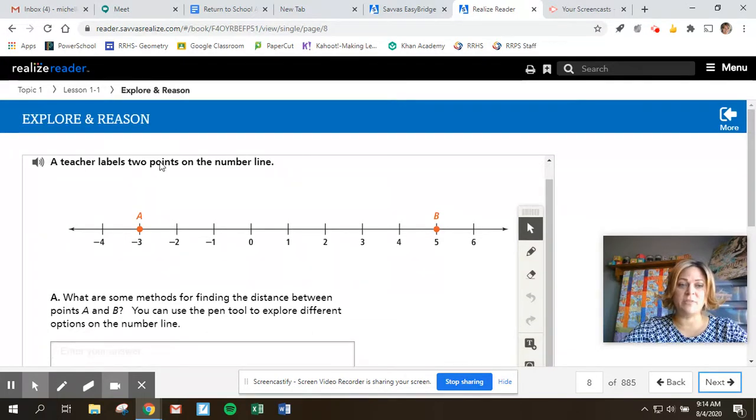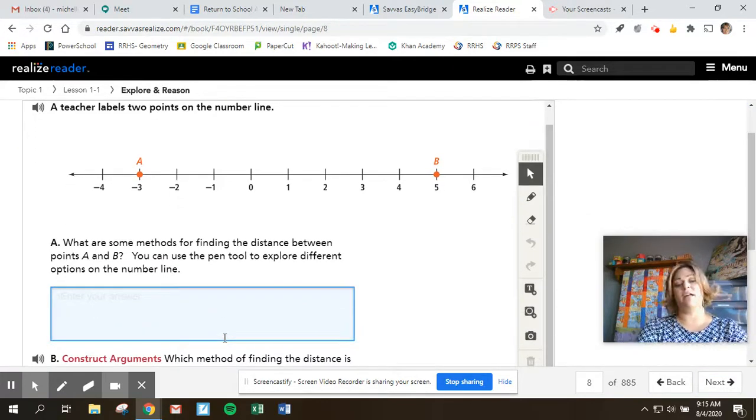It says a teacher labels 2 points on a number line. So if there's a statement or a question or some kind of story, make sure you look at the visuals to determine, okay, there's the 2 points. I've got them. Part A, what are some methods for finding the distance between those 2 points? So I think some of you might think, oh, you could count, leapfrog count, 1, 2, 3, 4, etc. So you would go here and type in your answer.